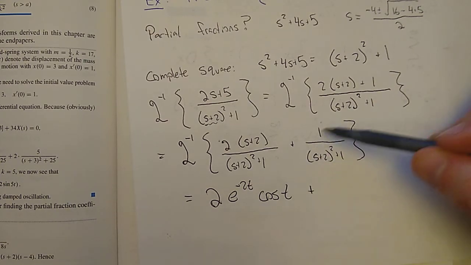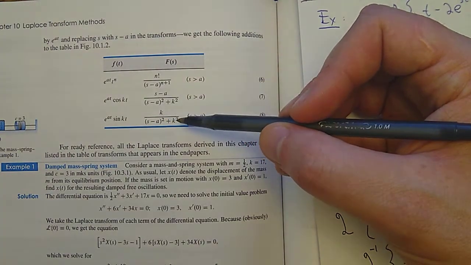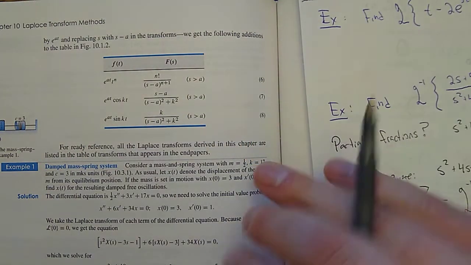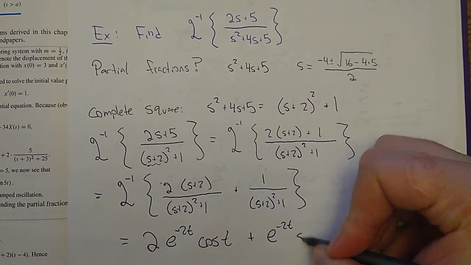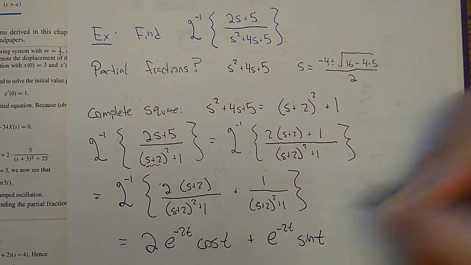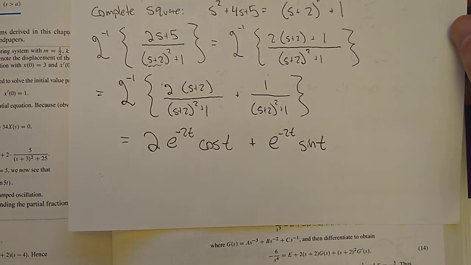plus whatever the inverse Laplace transform of this is. And now I look here, and that looks like k is 1 and a is -2 once again. So I'm going to have e to the -2t sine kt. Okay, good.